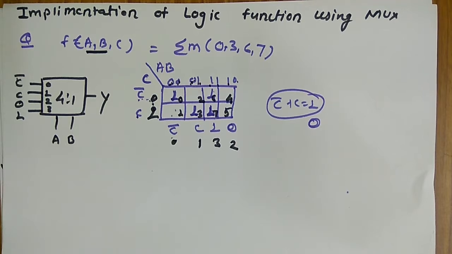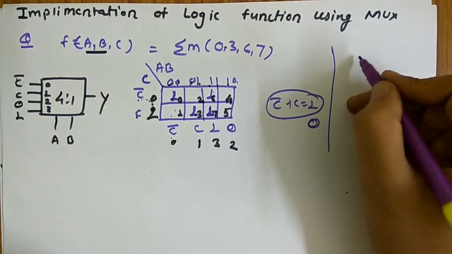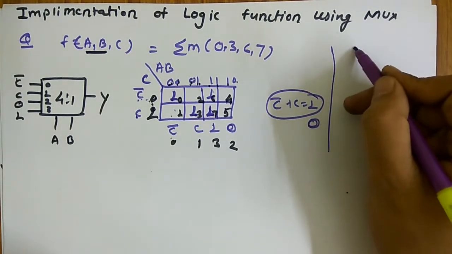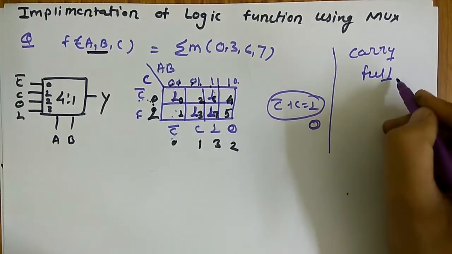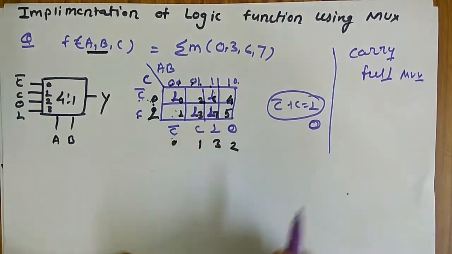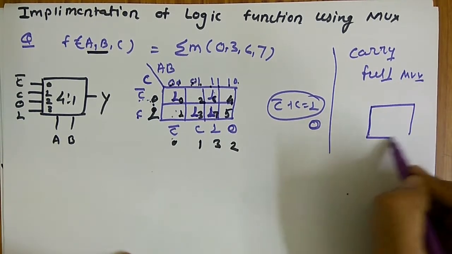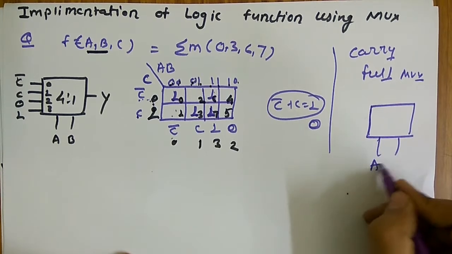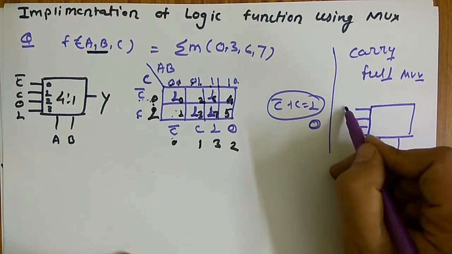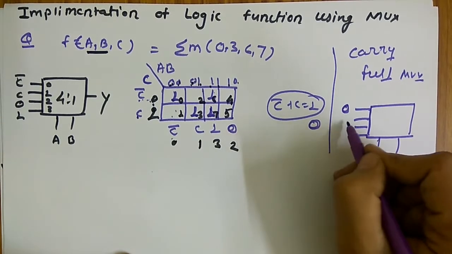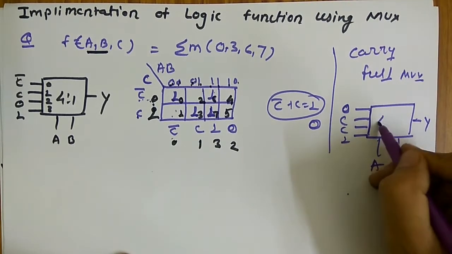I am giving you some problem: implement the carry of a full adder using MUX. I am giving the answer, match it. So this is AB. This will be 0, C, C, 1. This is the answer for this one.